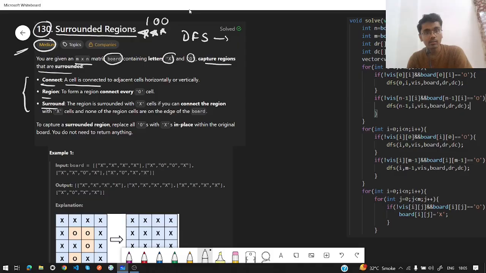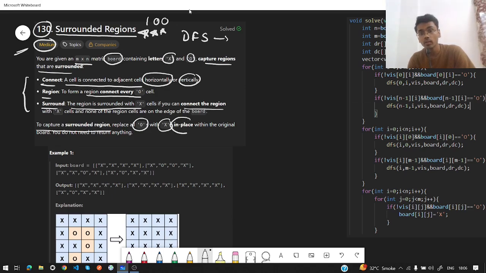Connect. A cell is connected to adjacent cells horizontally or vertically. Region. To form a region, connect every O cell. Surround. A region is surrounded with X cells if you can connect the region with X cells and none of the region's cells are on the edge of the board. Then they have given the additional line, that is, to capture a surrounded region, replace all O's with X, and you need to do this in place.